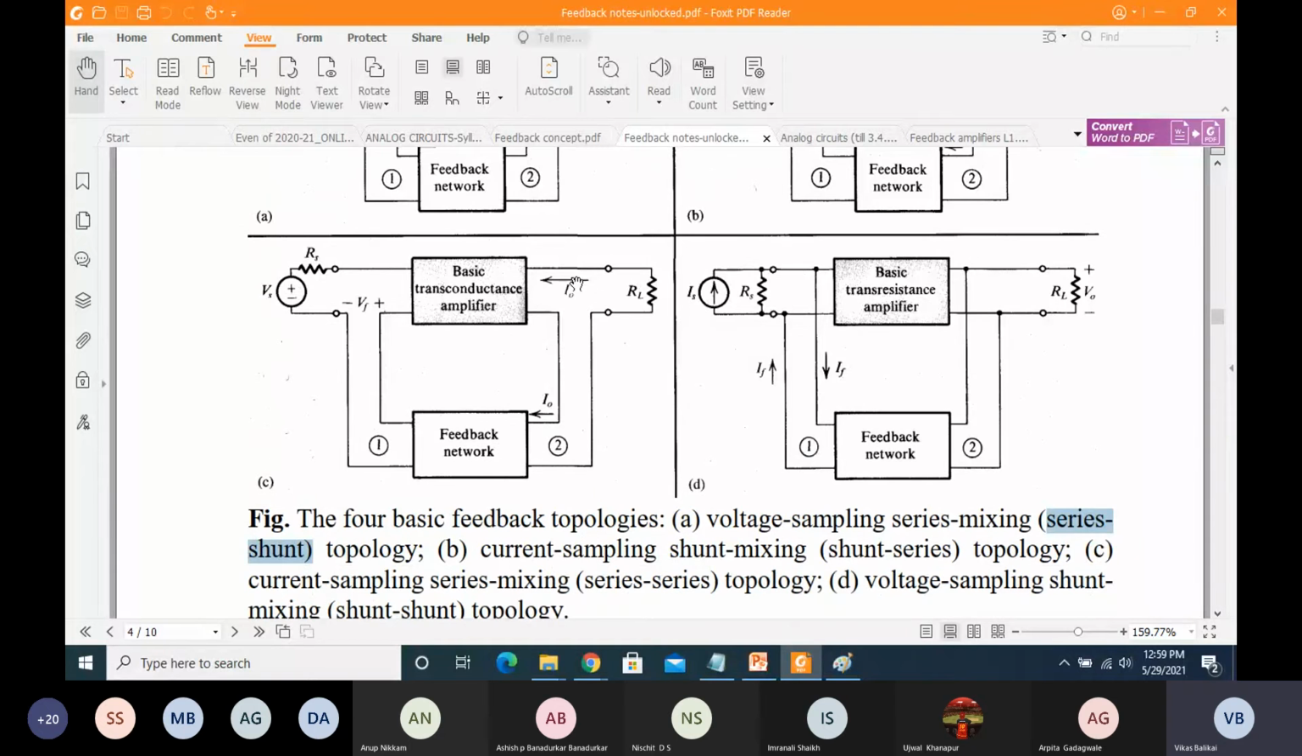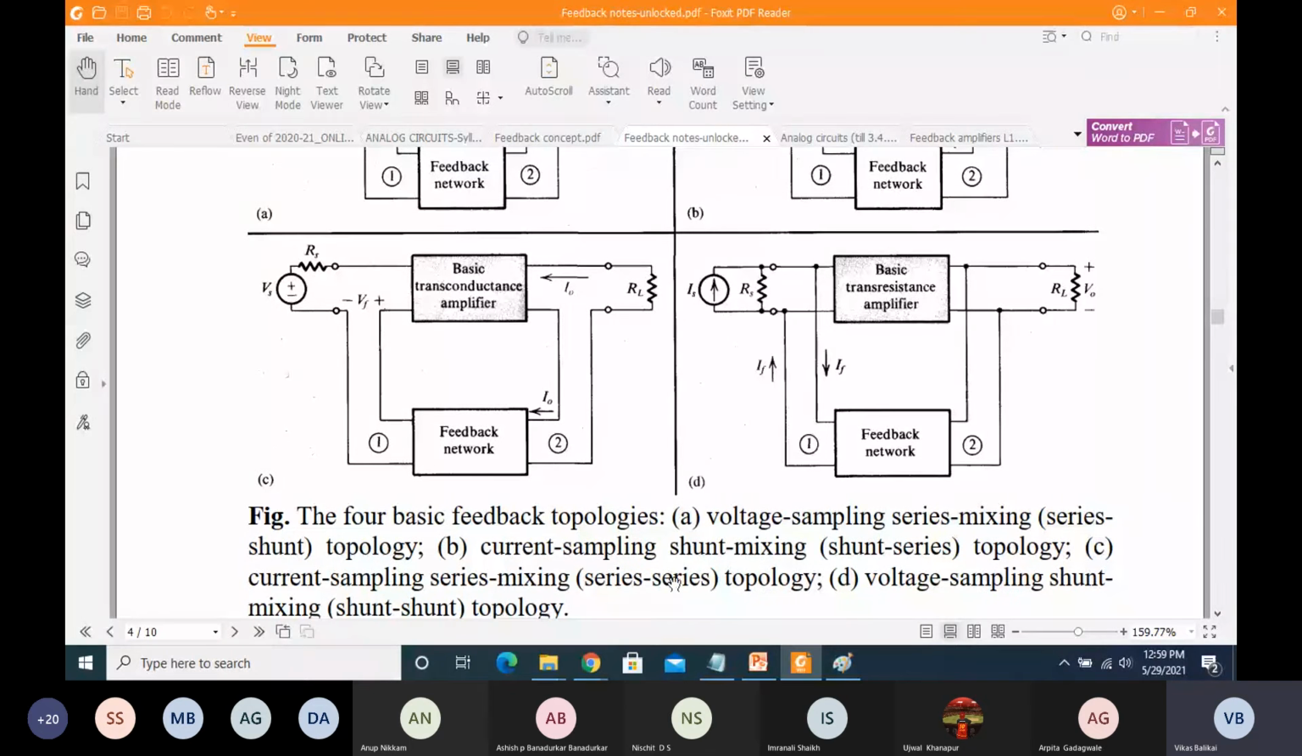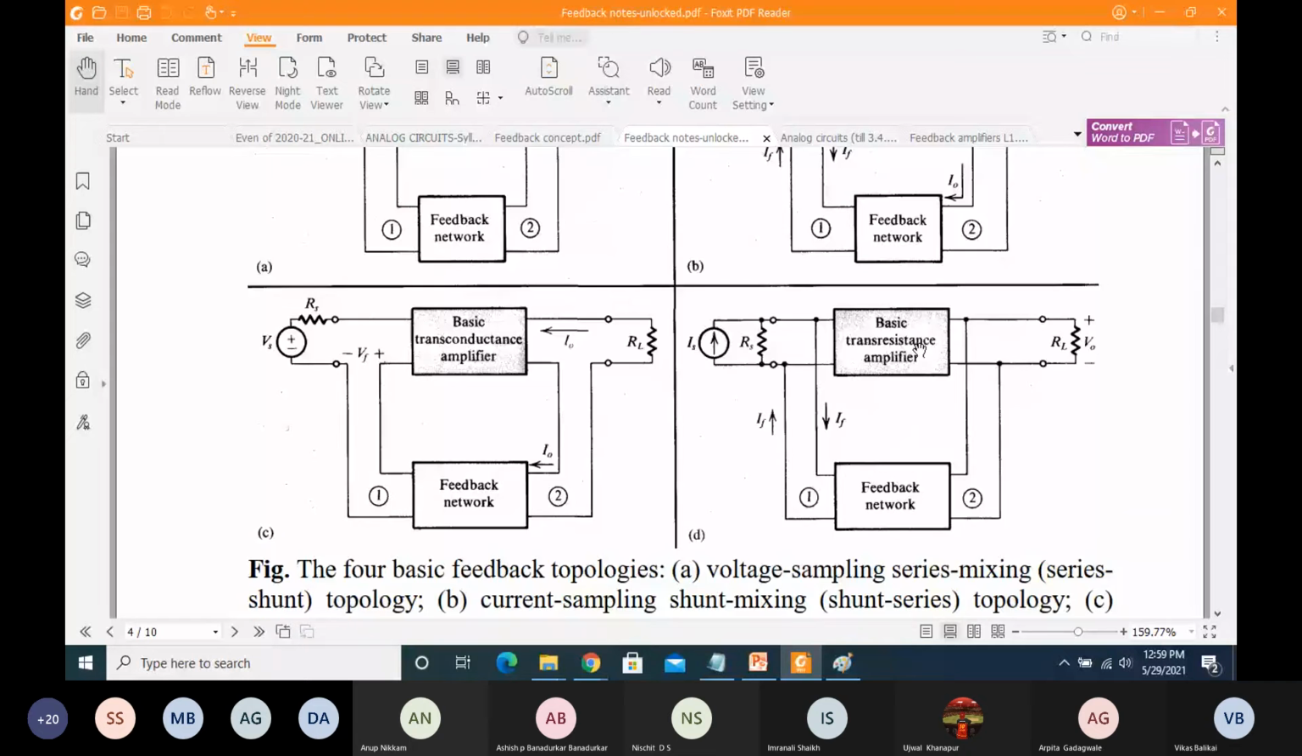See, look at the current again and resistance, they are in series. I say this configuration as series, as you can see over here. And at the last configuration, because at the input side the resistance is parallel, and because at the output side the resistance is parallel, you can say that it is shunt configuration. And this is the very easiest method to remember.